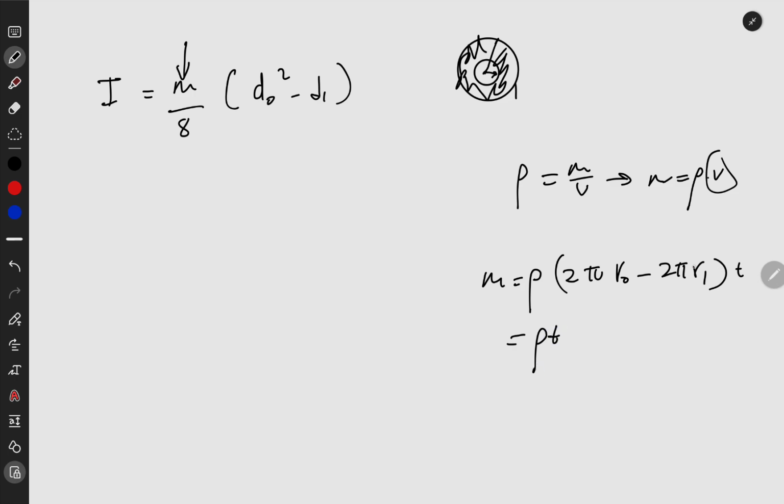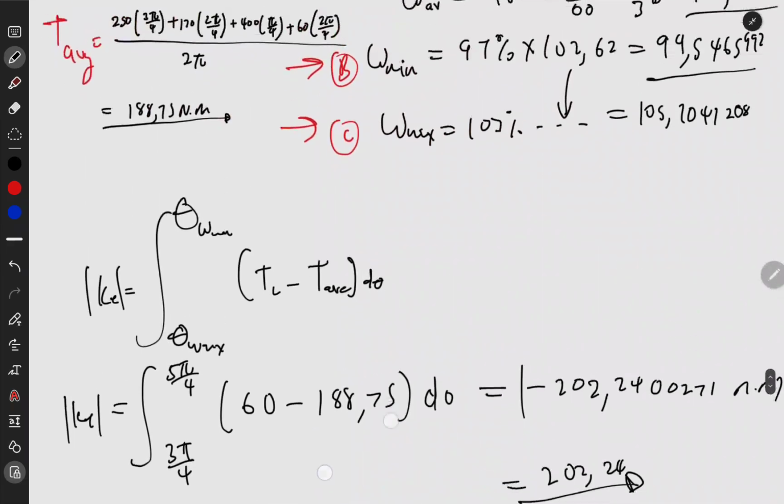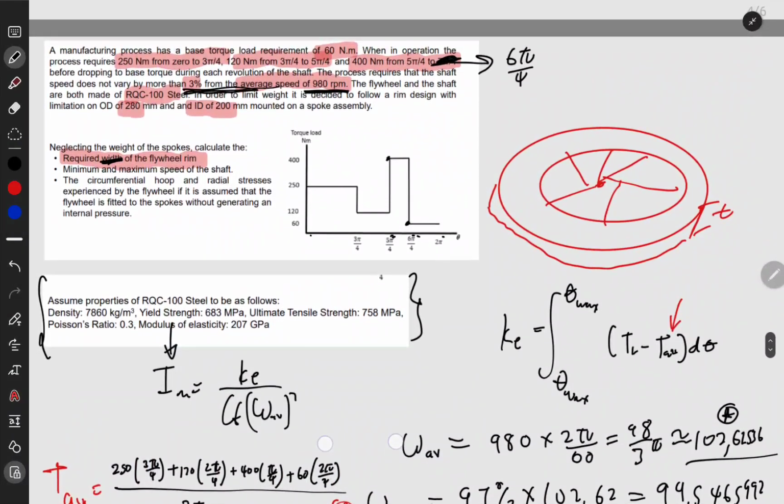Let me call this P, T goes to the other side. I can take out this and now have 2 pi r. Okay, I hope I didn't make a mistake there. Then it should be r naught minus r i. From here you can compute, I think the only unknown here is this one. This one they gave us here on the properties of our low carbon steel.